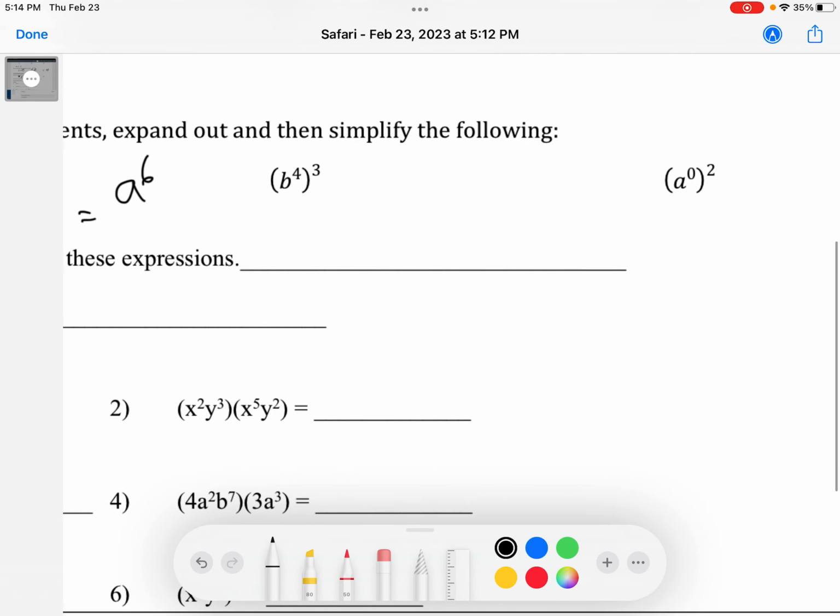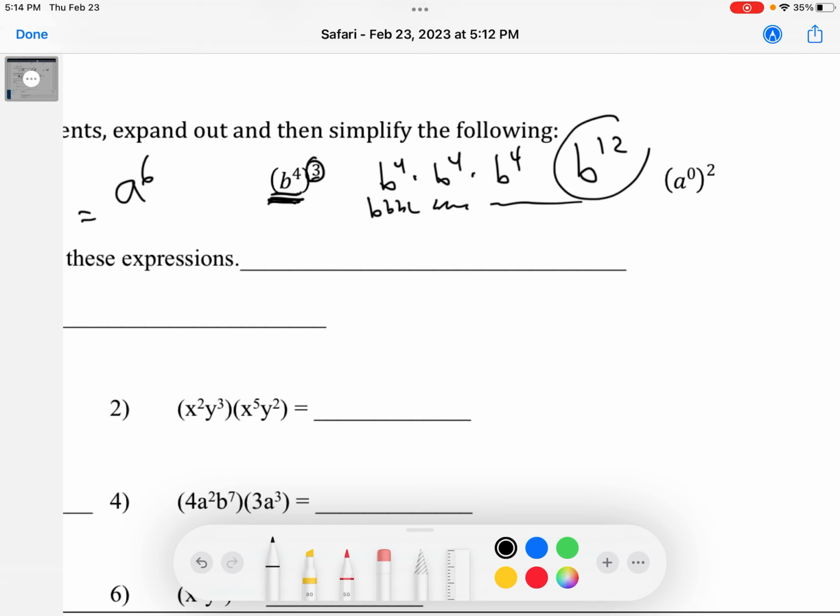Okay, let's look at this one. B to the 4th, to the 3rd. This is telling us we need to copy b to the 4th 3 times. So b to the 4th, b to the 4th, b to the 4th. We're just following those instructions, copying and pasting that base, b to the 4th, 3 times. And then b to the 4th is b, b, b, b, right? And we have 3 groups of 4, which is going to be 12. So this is b to the 12.